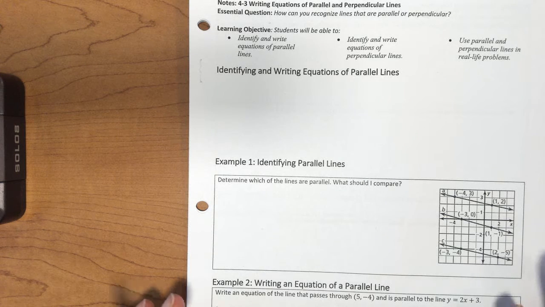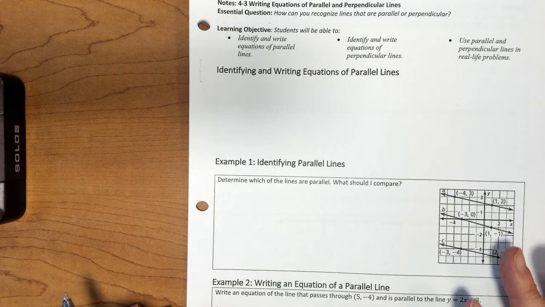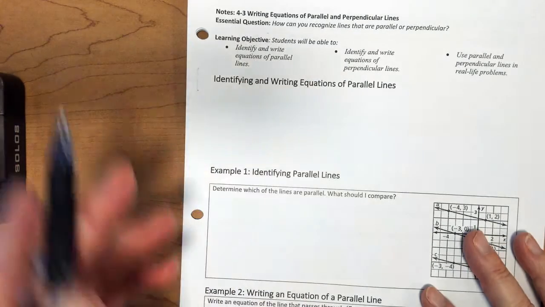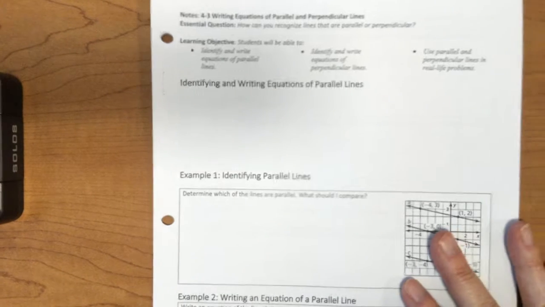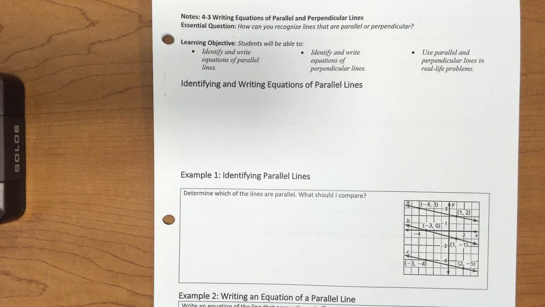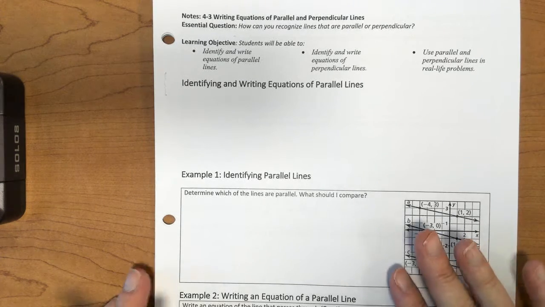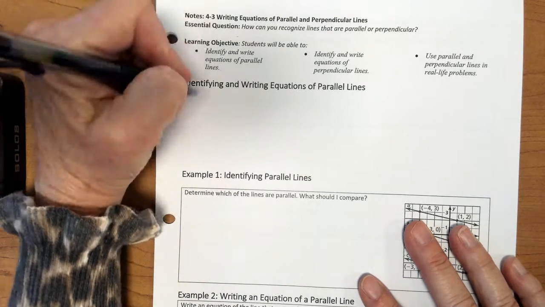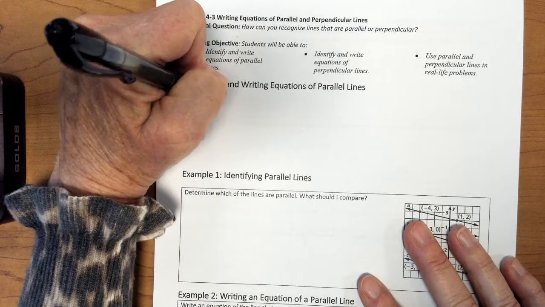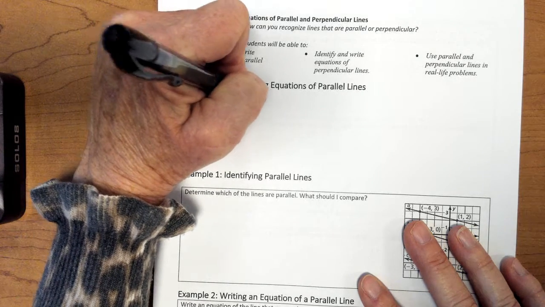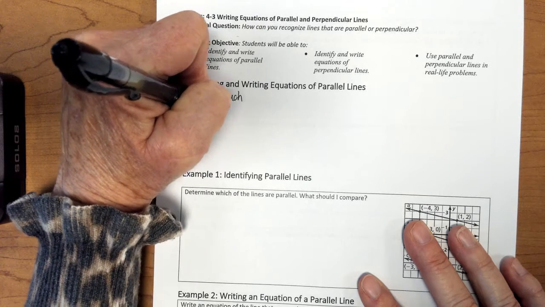In this lesson, I'm going to cover writing the equations of parallel and perpendicular lines. So this is notes 4-3. A couple of things I want to make sure that we know are, what is the definition of a parallel line? Or what do we know about parallel lines? Well, we know that parallel lines never touch. We also know that parallel lines don't intersect.